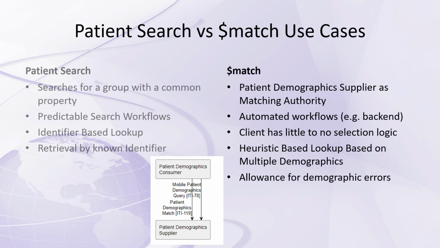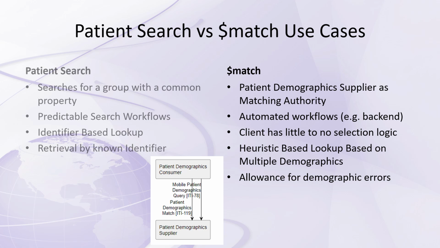In contrast, $match works better when the patient demographic supplier, or FHIR server, should be the matching authority. This is often the case in automated workflows, such as the case of business-to-business services accessing a patient's record without human involvement. In this case, the patient demographics supplier is in the best position to make the matching determination, since it is the one with access to the full set of potential matching patients. Conversely, clients in these scenarios often have little to no selection logic, since there is no user to analyze the results. $match also works well when a heuristic search based on multiple demographics is desired.